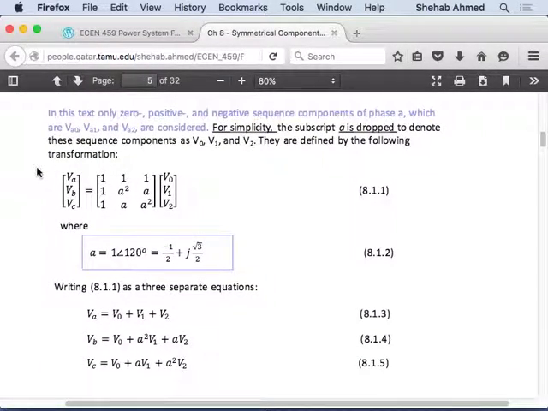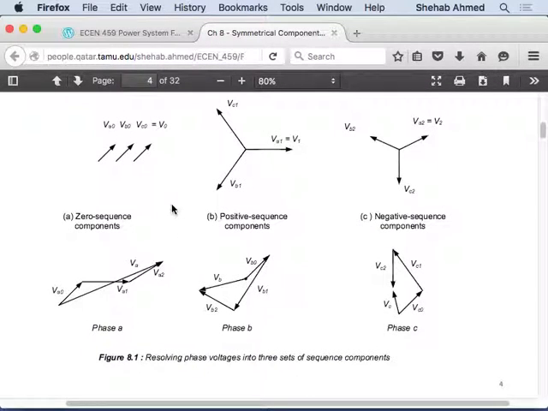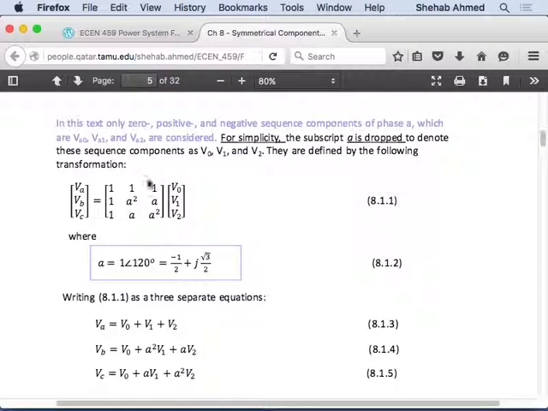We will use what is called the sequence matrix. So we will relate the phase quantities and the sequence quantities. We will have a vector of phase quantities and a vector of sequence quantities. We're trying to relate my phase quantities VA and VB and VC to their corresponding sequence quantities. So what is the relationship between them? The relationship between them is this sequence matrix.